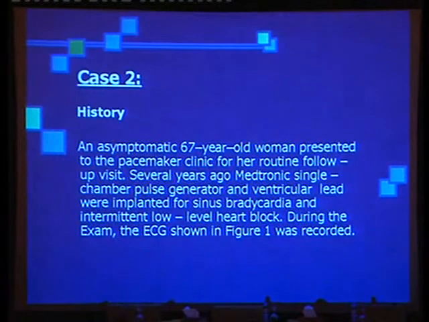Case number 2: an asymptomatic 67-year-old woman presented to the pacemaker clinic for her routine follow-up visit. Several years ago, a Medtronic single-chamber pulse generator and ventricular lead were implanted for sinus bradycardia and intermittent low-level heart block. During the examination, the ECG shown in figure 1 was recorded.